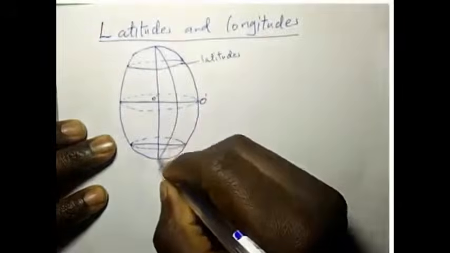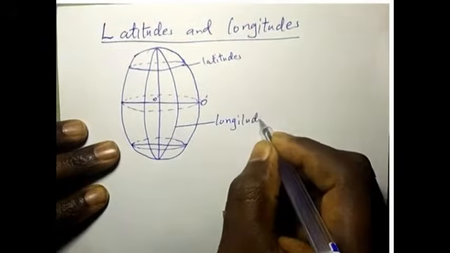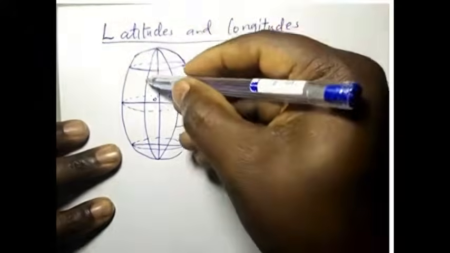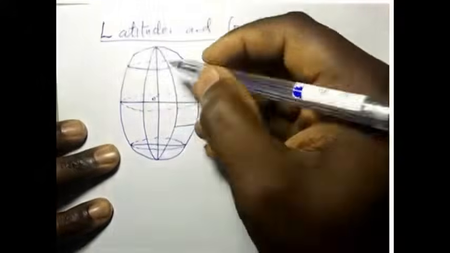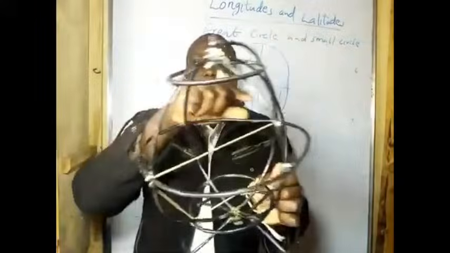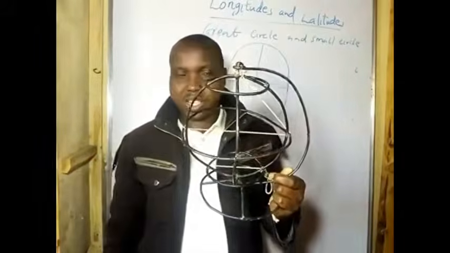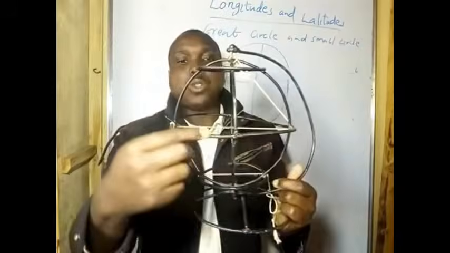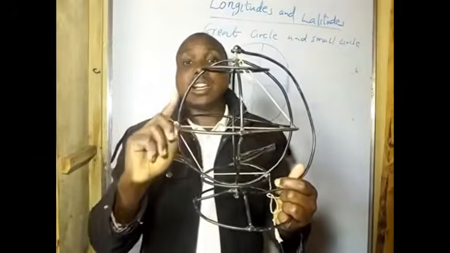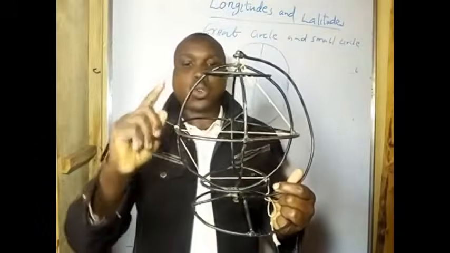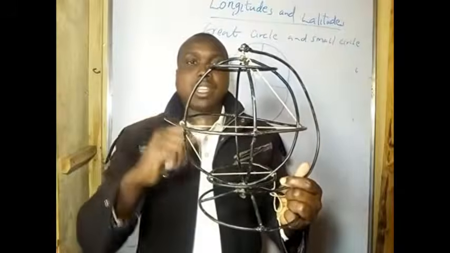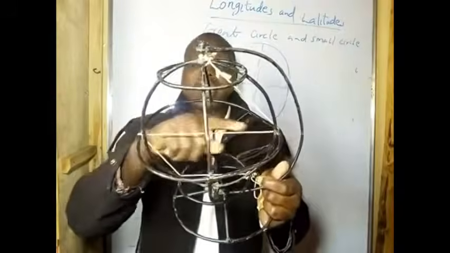Like this, latitudes. The bottom is the base, where we have the equator. The one that divides the globe into the lower hemisphere and the upper hemisphere. This is the equator of the earth.